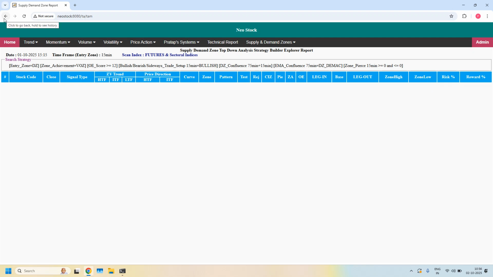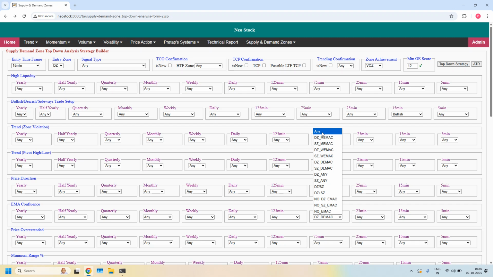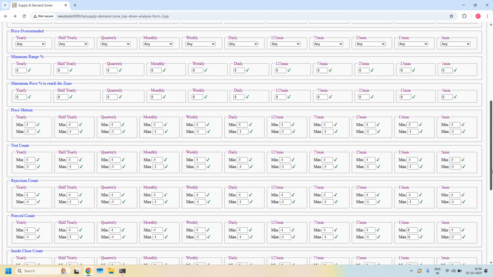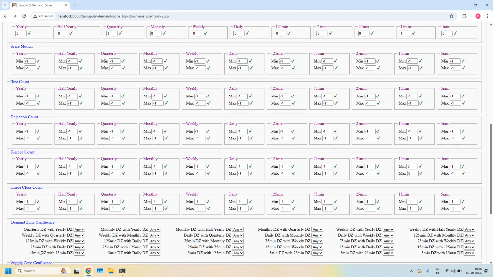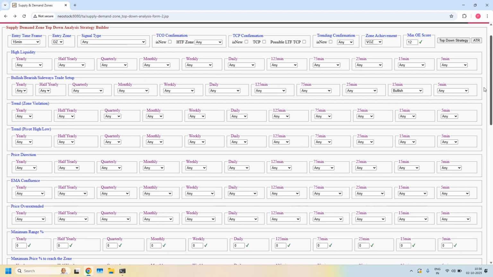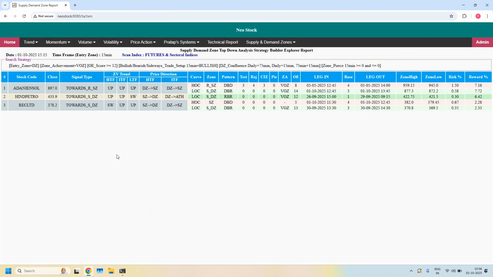Okay, next filter LTF, ITF, HTF demand zone confluence. 3 filters I have to set: 15 minutes and 75 minutes, 15 minutes and daily, and 75 minutes and daily demand zone confluence. With all the 3 filters, we got 3 stocks. In these 3 stocks, these 15 minutes demand zones are overlapped with 75 minutes demand zone, both together again overlapped with daily demand zone, and daily trend is uptrend in the first 2 stocks.